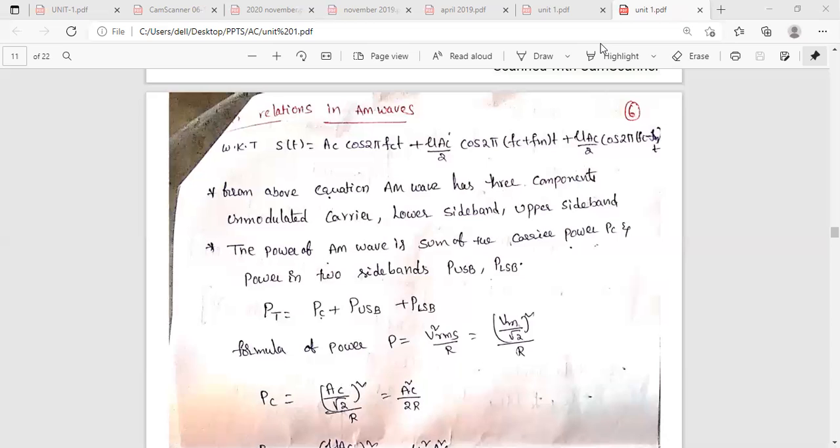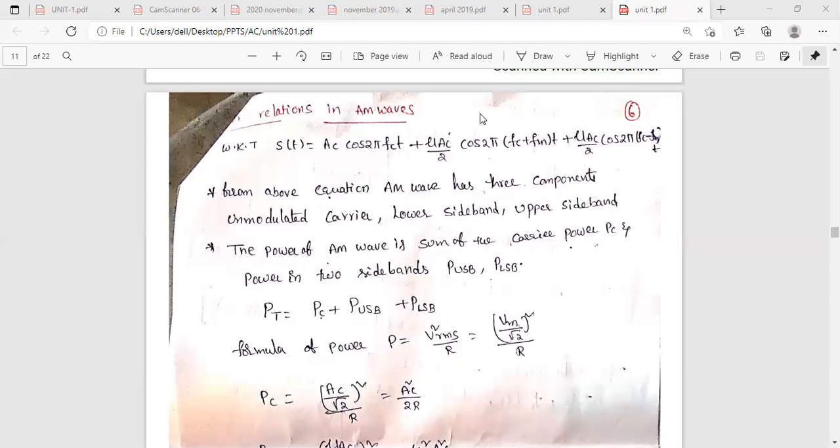So in this section, I'm going to explain the power components which are present in the amplitude modulated wave. That is also called double sideband full carrier. Why is it called double sideband full carrier? Because it contains a carrier frequency, and along with the carrier frequency, we have the two sideband frequencies at the output.